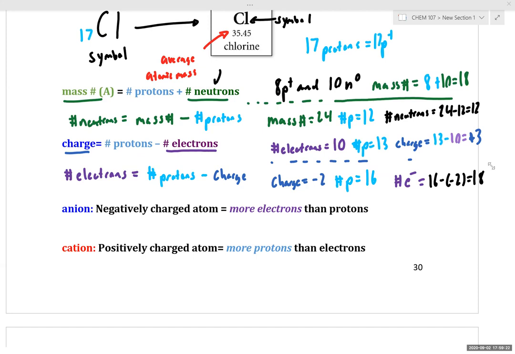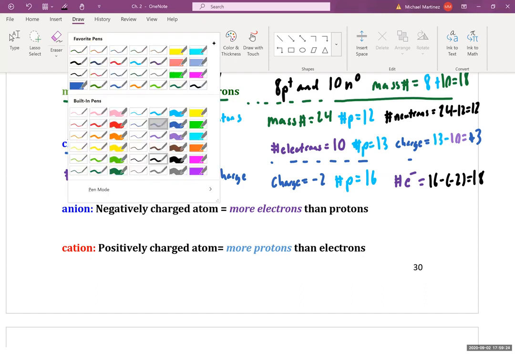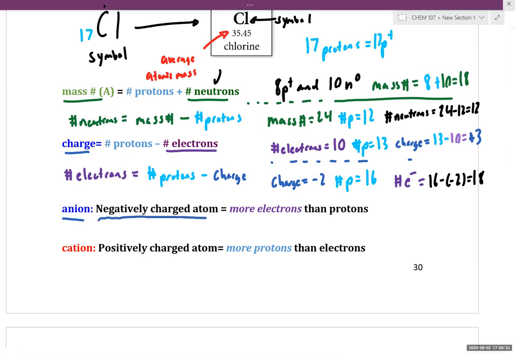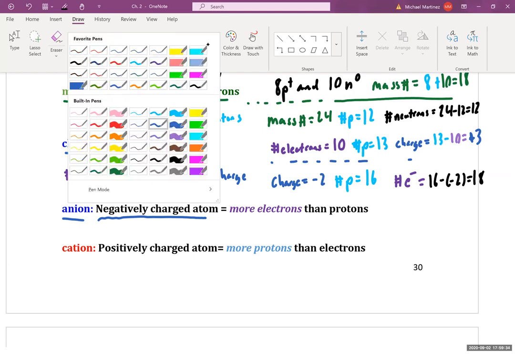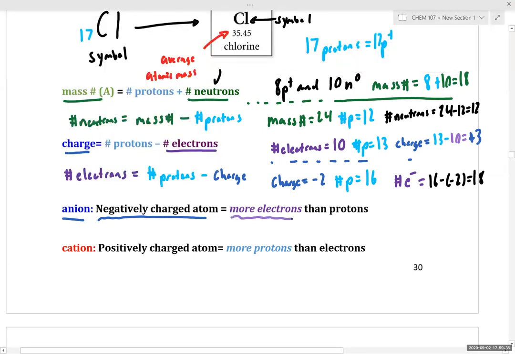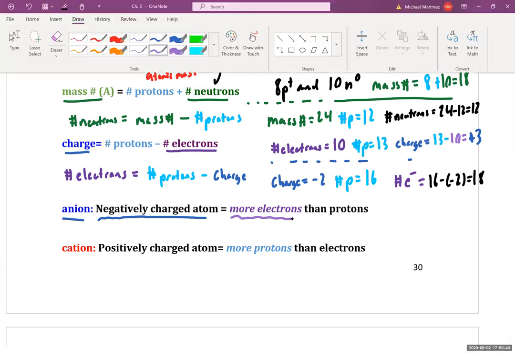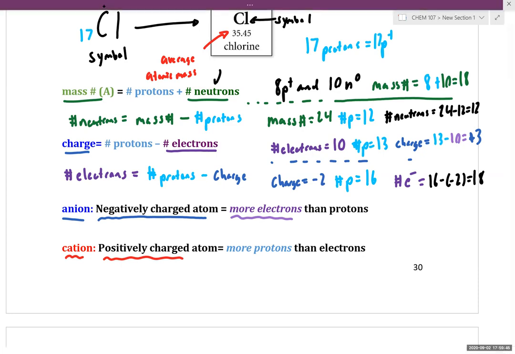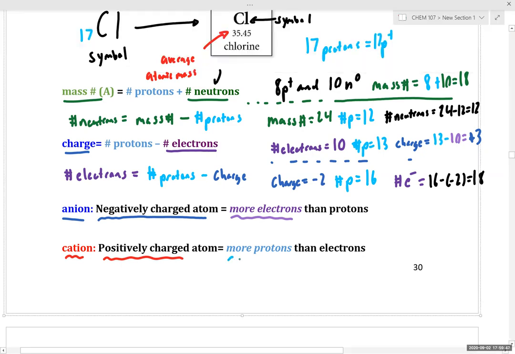So just as a review to flesh out our definition of anion, anion in this case refers to a negatively charged atom. And more specifically, it is an atom where we have more electrons than protons. A cation is a positively charged atom, which in turn has more protons than electrons.